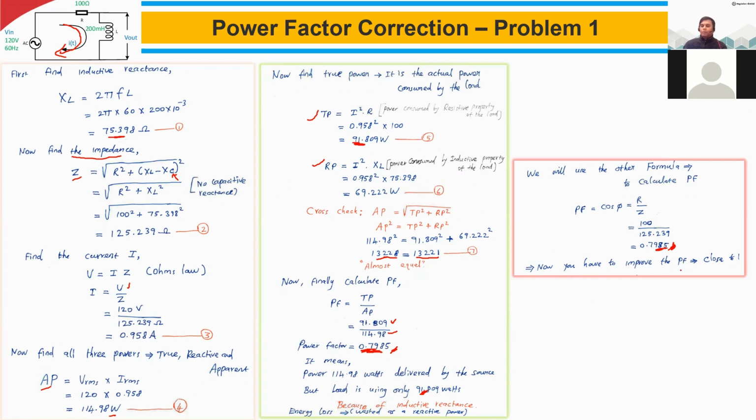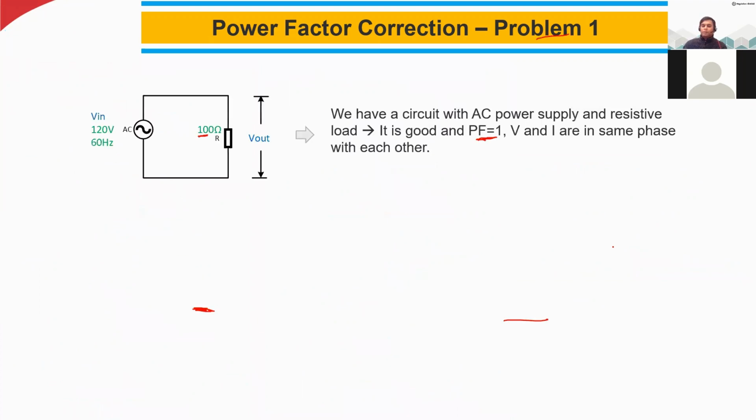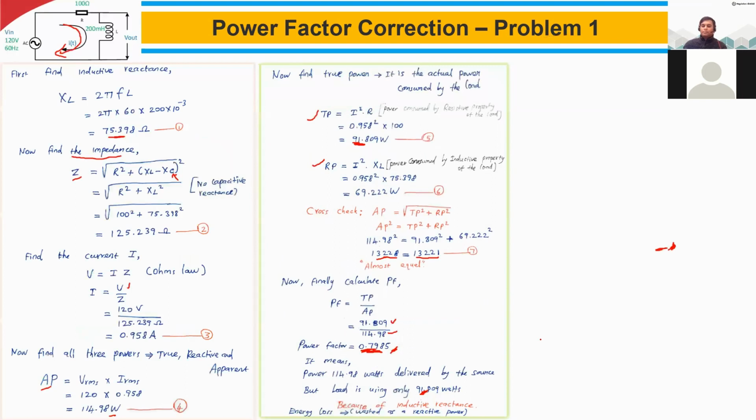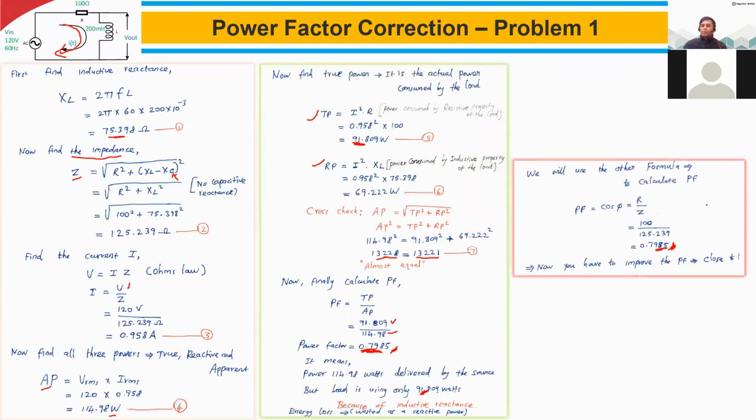So now you have to improve the power factor close to 1. What was our target just before? We have the load with R, but now we added the inductance. Now we wanted to find out how much the power factor got affected because of this inductance. So this is the result. The power factor got reduced from 1 to 0.7985. So now the power factor got reduced because of the inductor. Now we have to improve the power factor.